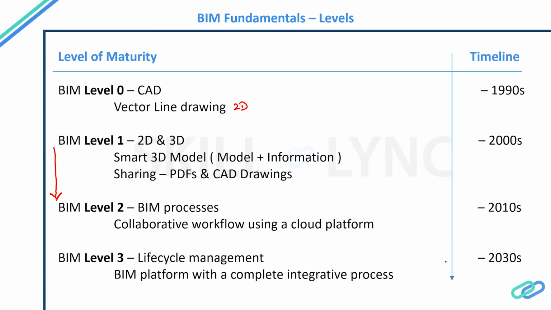So BIM processes in level 2 will have a collaborative workflow using a cloud platform, and which has the third, fourth, or fifth dimension at the minimum.